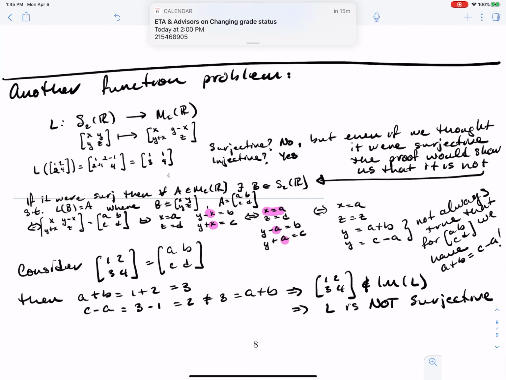Well, what do these A's and B's look like? So A is in the codomain, so it's a matrix, so that's some A, B, C, D. And B is in the domain, so that's some symmetric matrix, X, Y, Y, Z. And what we're saying is that L of B is equal to A. Well, what is L of B? It's just this recipe here. So it's X, Y minus X, Y plus X, Z equals A, which is our A, B, C, D.